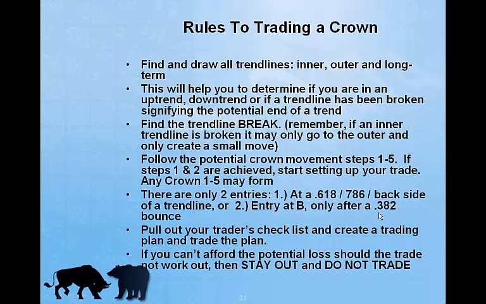Now, rules to trading a crown: you want to find and draw all the trend lines, the inner, outer, and long term. This will help you determine if you're in an uptrend or a downtrend, or if a trend line has been broken, signifying the potential end of a trend. You want to find the trend line break. Remember, if an inner trend line is broken, it may go out to the outer trend line. You also want to follow the crown in the 5 steps, making your 1, 2, 3, 4, 5.